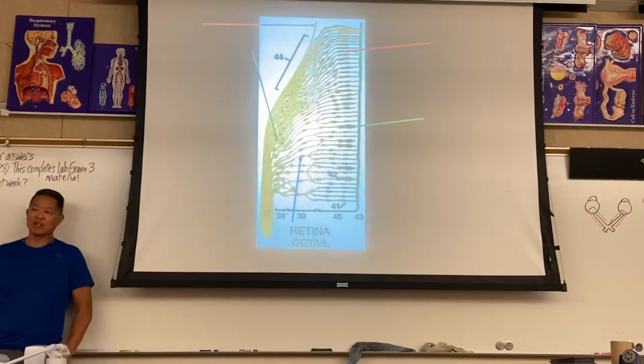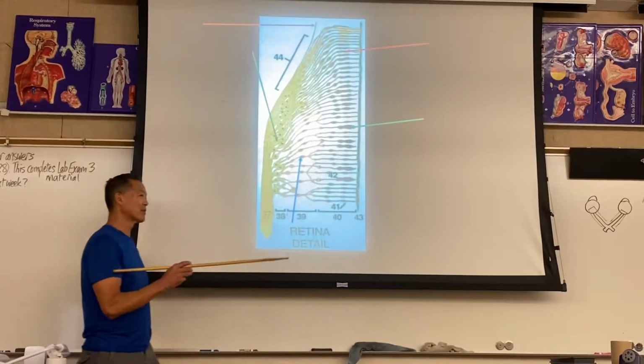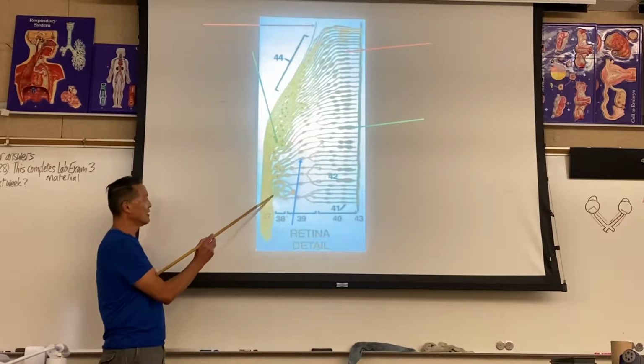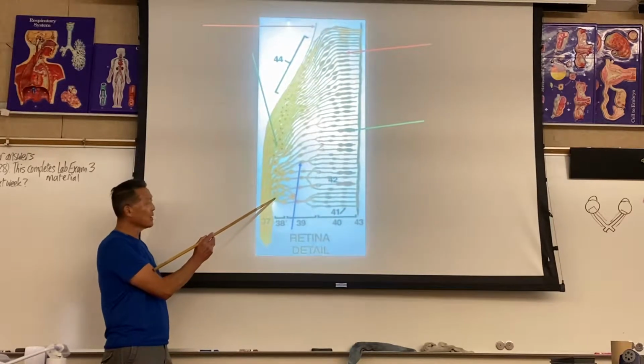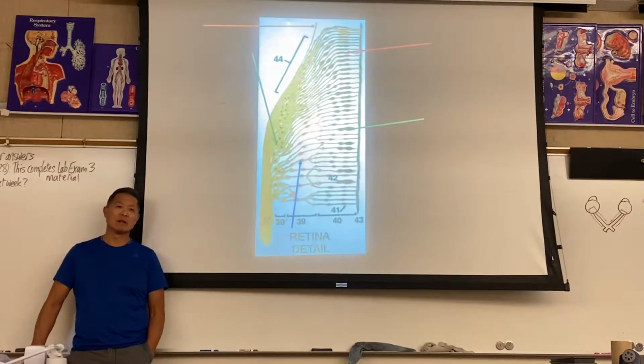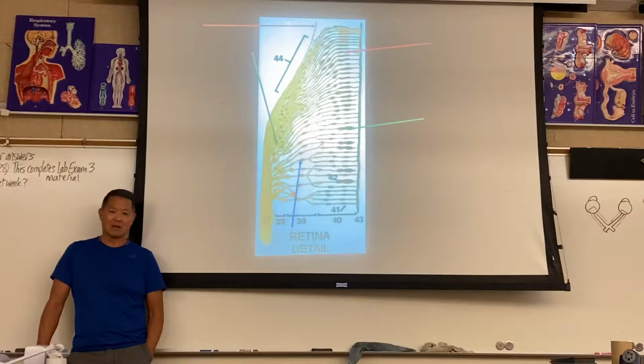And if you understand this, this will be a lot easier to remember for physiology. Look at this ganglion cell right here at the bottom. Everybody see that? Multiple dendrites, one axon. What kind of neuron is a ganglion cell? Multiple dendrites, one axon. Multipolar neuron. It's a multipolar neuron.